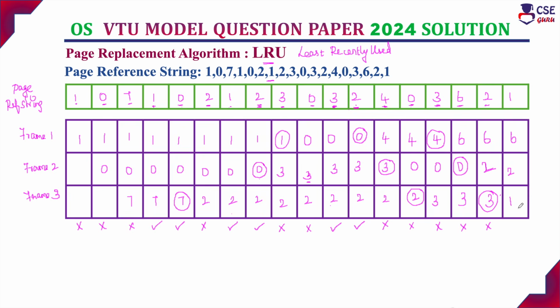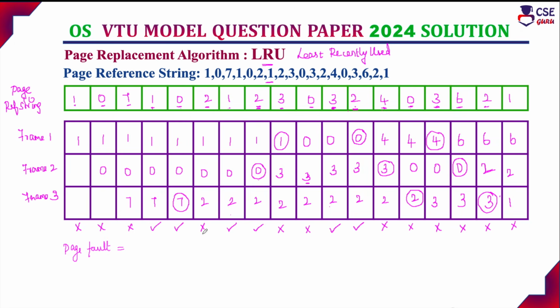So the number of page faults here, if you are counting, is 3, 4, 5, 6, 7, 8, 9, 10, 11, 12. Okay, similarly, the page hits, if you are counting, are 2, 4, 6. Okay, next you need to find the page fault ratio.